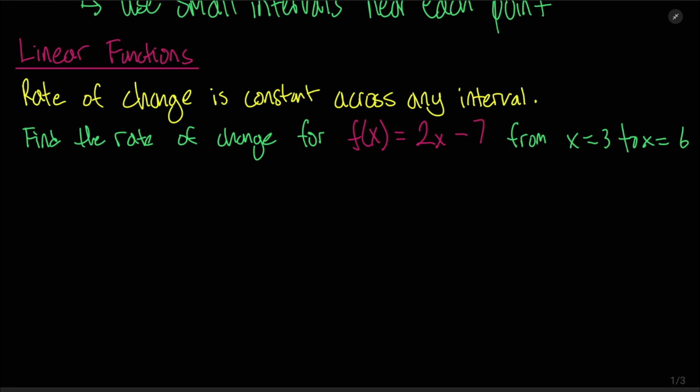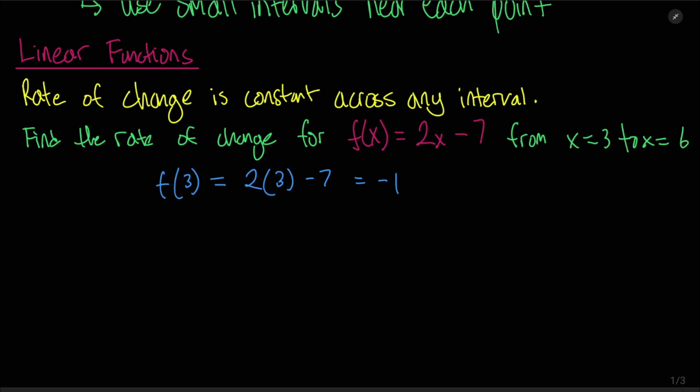So let's calculate this. Here we have an example problem. Find the average rate of change for f of x equals 2x minus 7 from x equals 3 to x equals 6. Some of you watching might already know the average rate of change, but just in case you don't, we're going to plug this in. Let's find f of 3 first. It doesn't matter what order you do it. So we have 2 times 3 minus 7. What's 2 times 3? That's 6, minus 7 is -1.